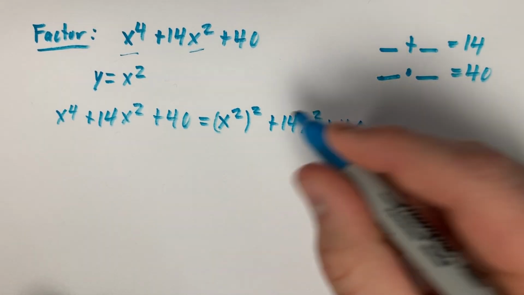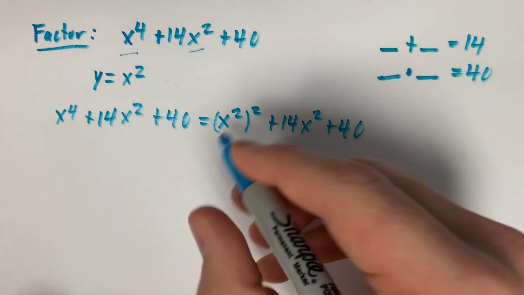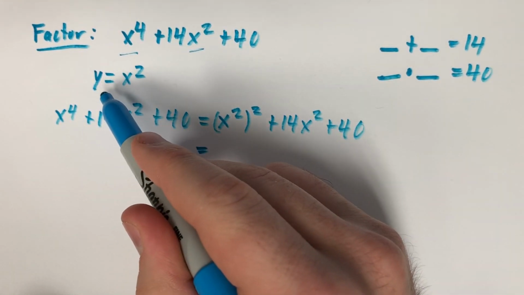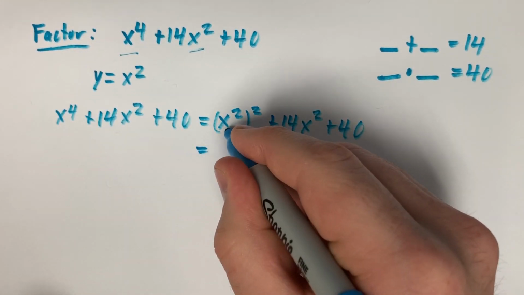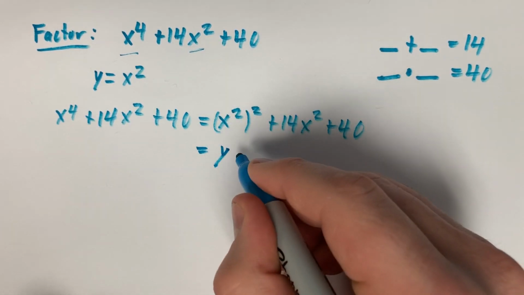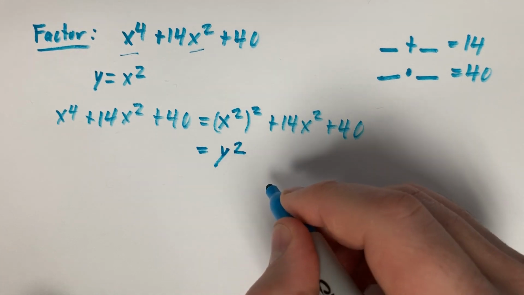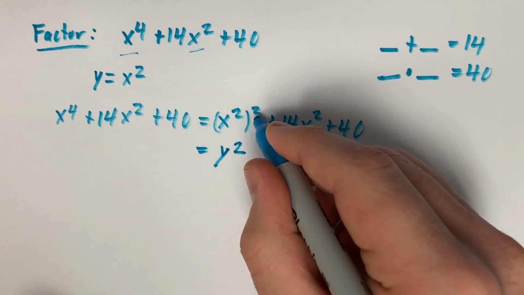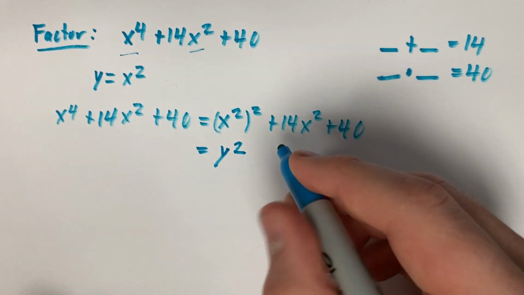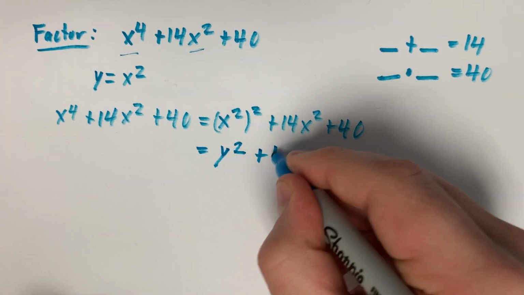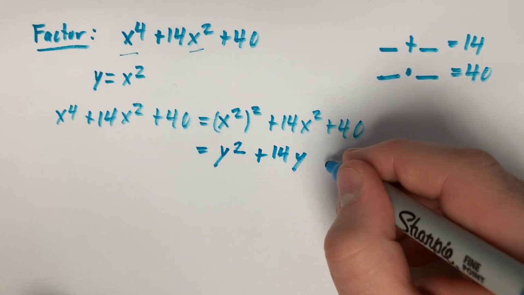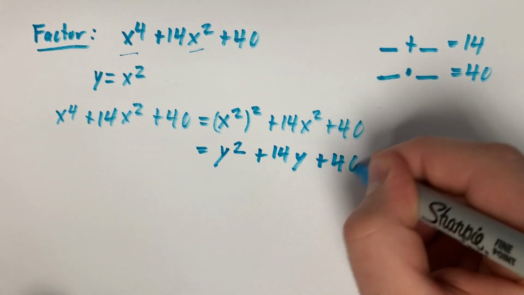Okay, now that I have all this in an x squared form, every place I see an x squared, I'm going to replace it with a y. So I have an x squared inside this parentheses, so I have y filling in this set squared. It's not because of this squared, it's because of this squared. So we replace this entire thing inside parentheses with that y. Now I have plus 14y, not y squared, plus 40.